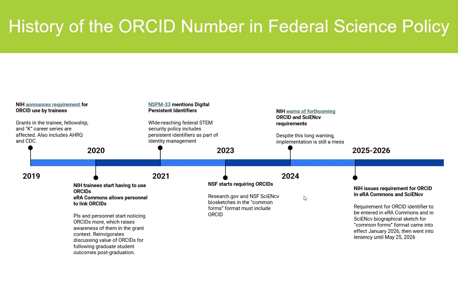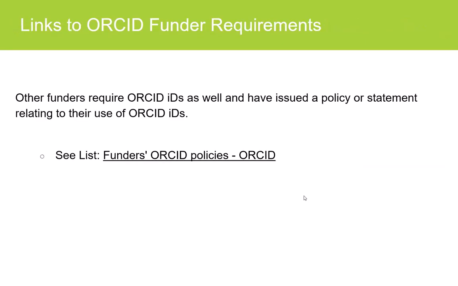Then in 2025, they said, okay, we're really ready now. You have to start using it. We'll give you a whole year till January of 26. And then even then they said, okay, well, it's required now, but we're going to give you leniency until May 25th. So that's like next week. So here we are. So if you are not already using your ORCID with your ERA Commons, your Science CV biosketch, now is the time. And that's what I'm going to show you how to make those linkages.